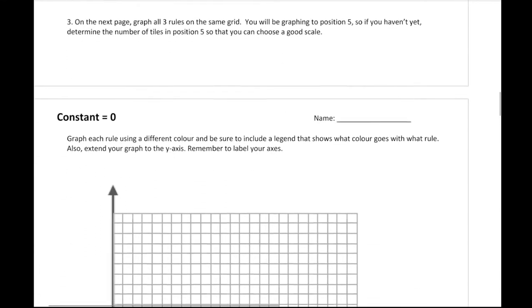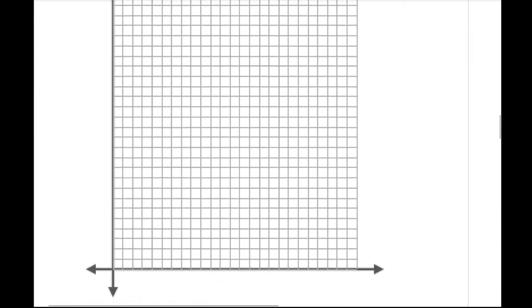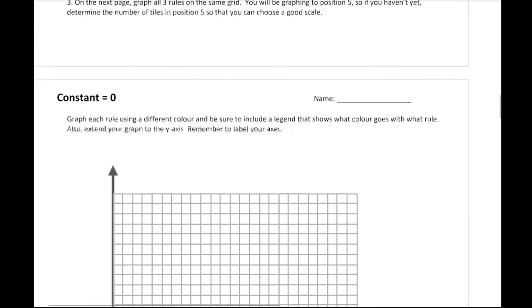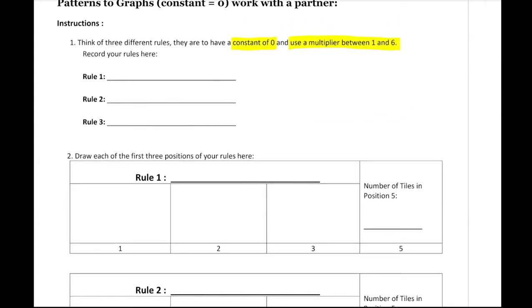And then you're going to go down and graph your 3 rules. Make sure you color code them so you can tell the difference, because there are going to be some questions on them in the next little bit. But I'd recommend you pausing the video so you can come up with your 3 rules and draw them out and determine the 5th position for them.